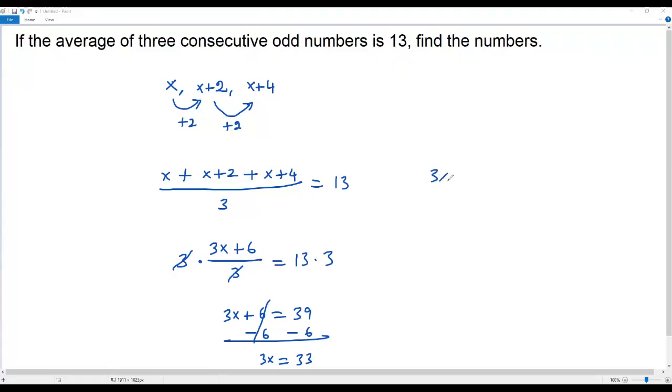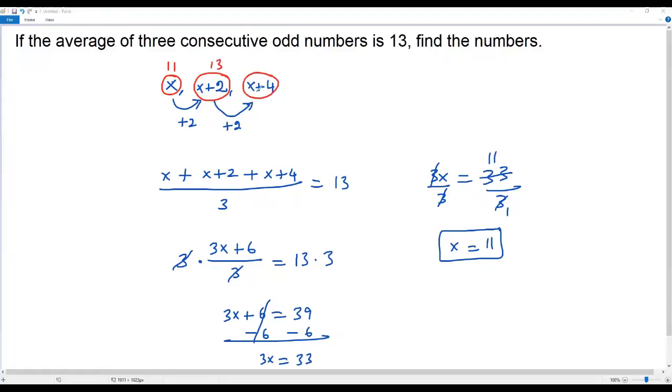Now I have the equation 3x equals 33. To solve for x, I have to divide both sides by 3. Then 3 will cancel out. I get x equals 33 divided by 3. 3 goes into 3 one time, 3 goes into 33 eleven times. So x equals 11. That means the first odd number here is 11. To get the next consecutive odd number, I plug in x equals 11 into x + 2. Then 11 + 2 will become 13. To get the third odd number, I plug in x equals 11 into x + 4. 11 + 4 will be 15. So the required three consecutive odd numbers are 11, 13 and 15.